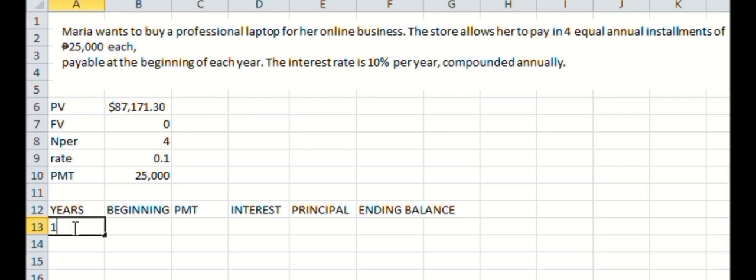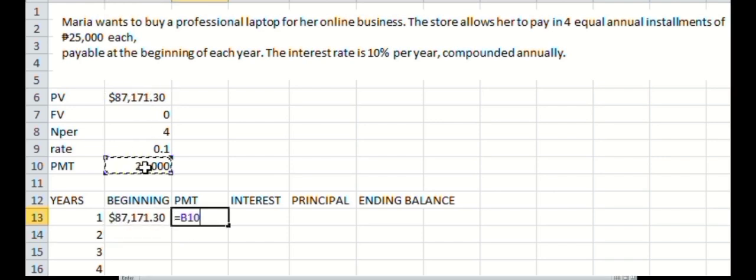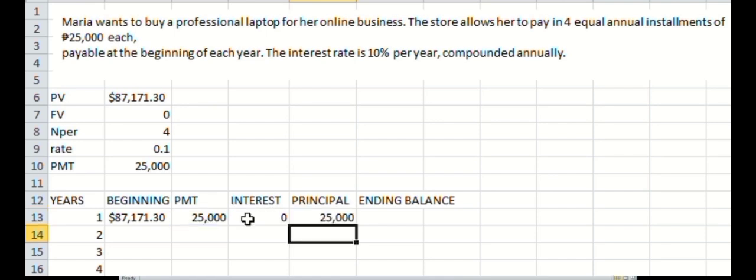Let's make an amortization schedule. We have 4 equal annual installments. That's 4 years. Year 1, beginning balance is the present value, which is 87,171.30 pesos. PMT is our payment. Interest is 0 because the first payment is made at the start. Principal is the payment minus the interest. And the ending balance is the beginning balance minus our principal.